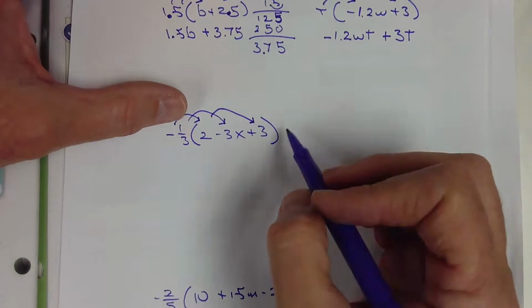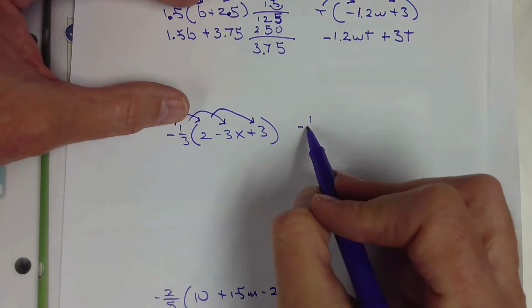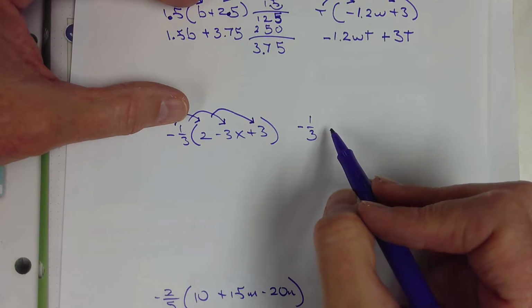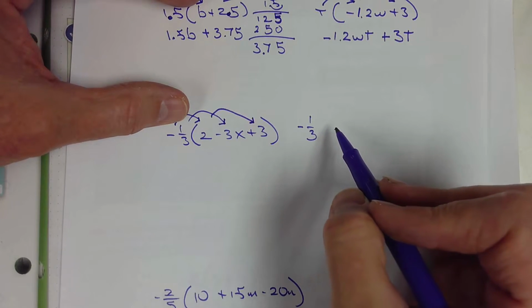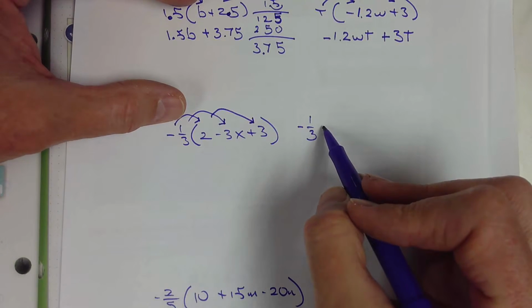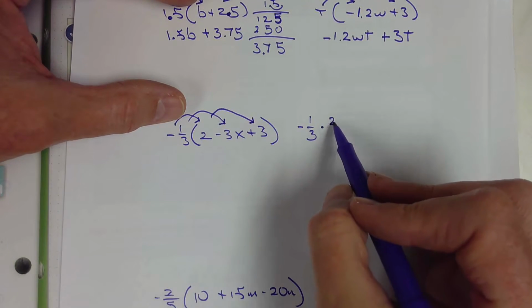So let's come over here. A negative 1/3 times 2. Okay? Well, you can't multiply whole numbers by a fraction. You have to change it into a fraction. So it's going to be times 2 over 1.